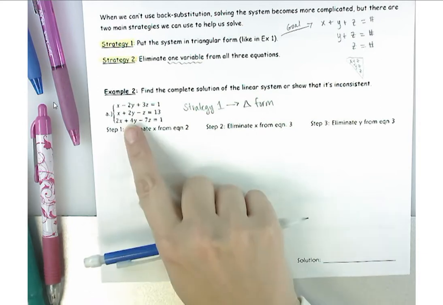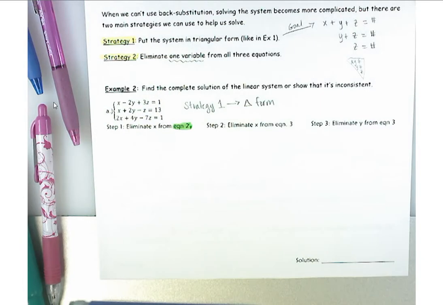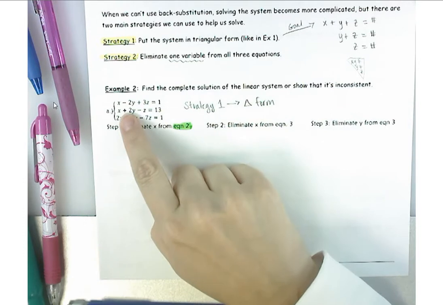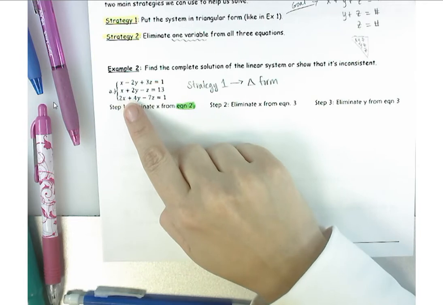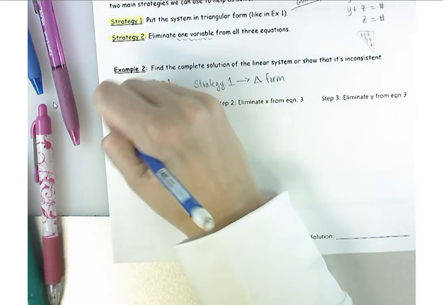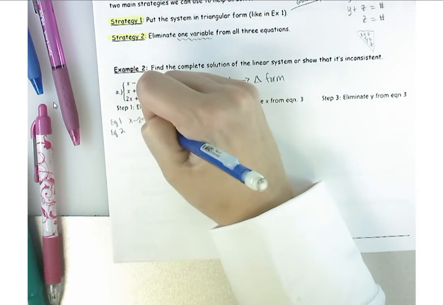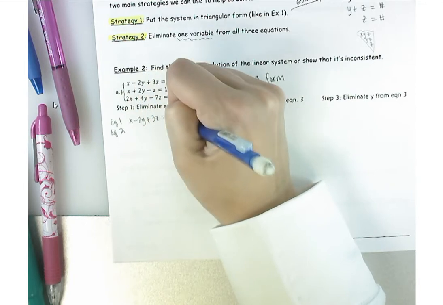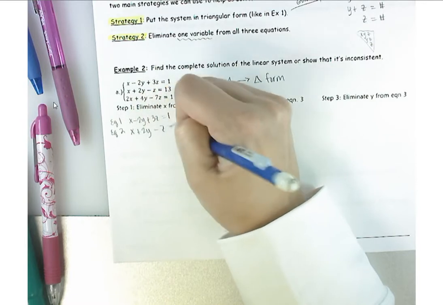So it says your first step is to eliminate x from equation 2. Now, in order to do that, you can pick equation 2 and either equation 1 or equation 3. But I always just do the first two equations just because I try to keep it consistent. You have a lot of different choices, but you'll see when I do it, I just automatically take the first equation and the second equation. So the first equation is x minus 2y plus 3z equals 1. And then the second one is x plus 2y minus z equals 13.